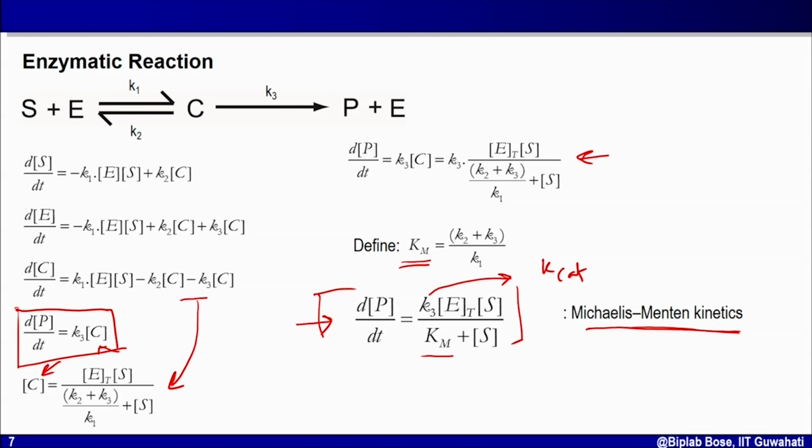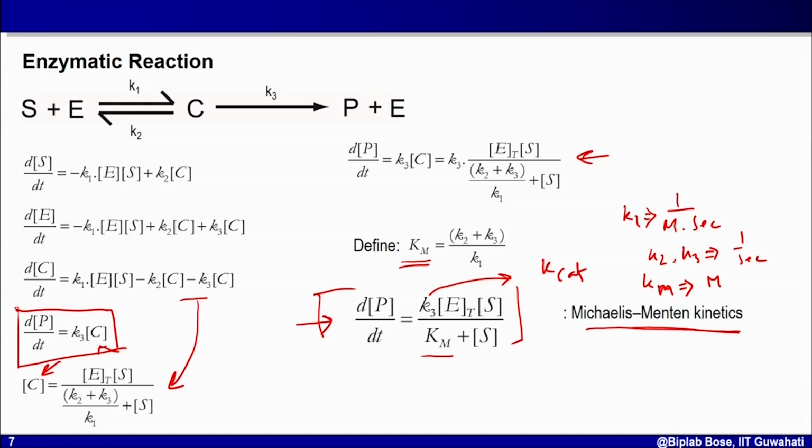You can easily see K1 has a unit of 1 by molar and second, whereas K2 and K3 have unit 1 by second. So Km, the Michaelis-Menten constant, has unit molar. And obviously in the denominator the substrate is in molar terms and Km is also in molar terms, so you can sum them, because to sum two quantities their units have to be the same. Now K3 is 1 by second, 1 by time.